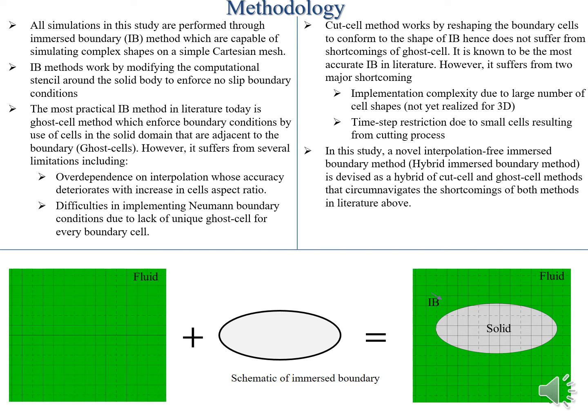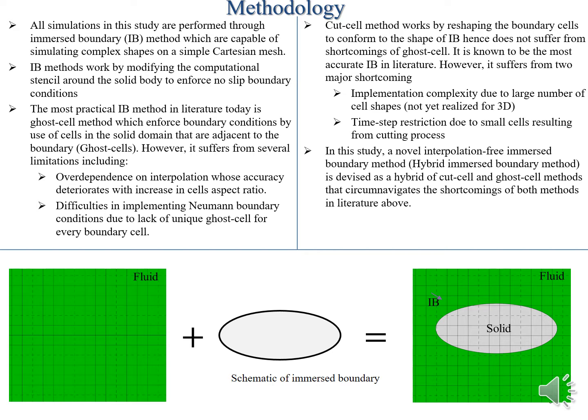The other method is the cut cell method, and this works by reshaping the immersed boundary cell to conform to the shape of the boundary, just like a conformal grid. This is known to be the most accurate. However, it suffers from the fact that it's very complicated to implement, because there are very many cell shapes that emanate from the cutting process, and calculating the volumes and the areas is a very difficult job. So at the time of this recording, we don't have a 3D implementation in literature as far as we know.